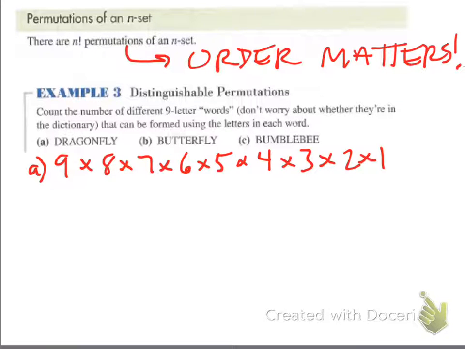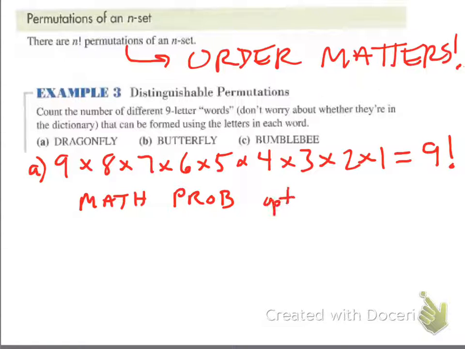So, we have an easier way to do it. We're going to write that as 9 exclamation point. Now, if you remember what exclamation point means, that means 9 factorial. So instead of entering all those numbers in your calculator, you're going to hit the math button on your calculator. You're going to arrow over to where it says probability, and then you're going to pick option 4. That's factorial. So you're going to go 9, math, prob, option 4.